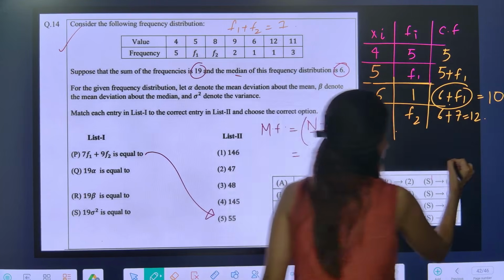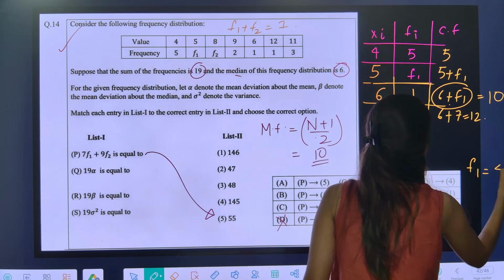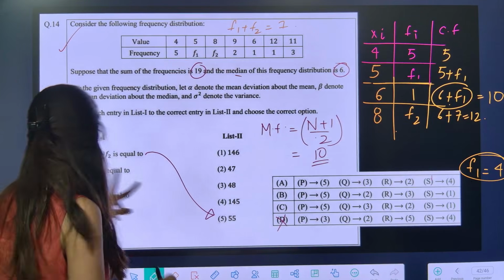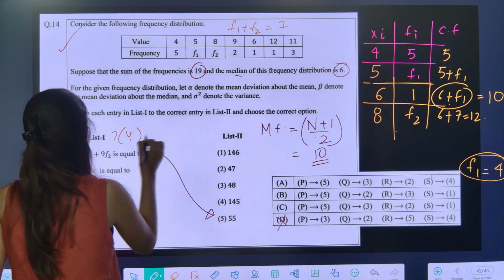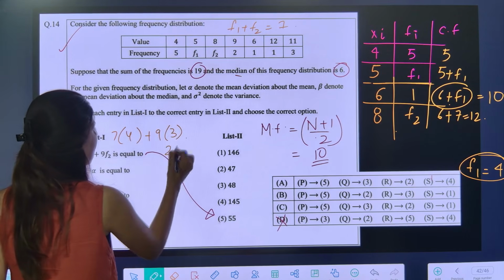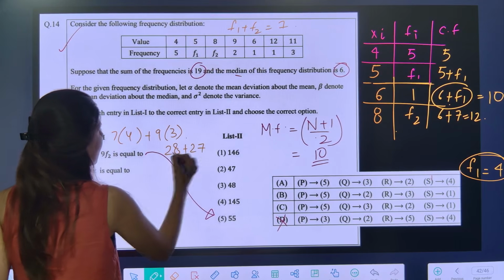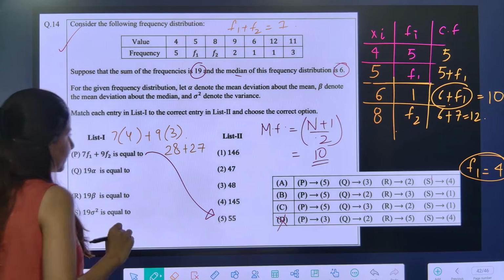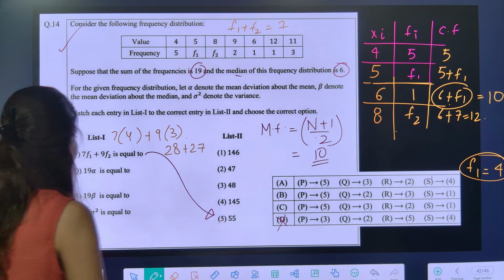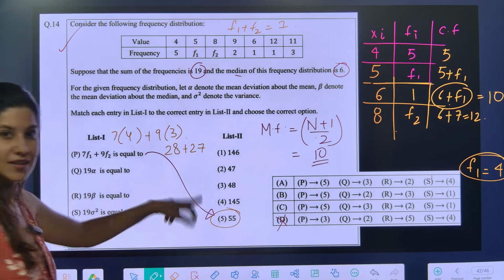So 6 plus F1 is equal to 10. That will give you F1 equal to 4. The moment F1 is 4, F2 is 3. Then 7 into 4, 9 into 3. So 7 4s are 28, 9 3s are 27. 55 is absolutely correct.